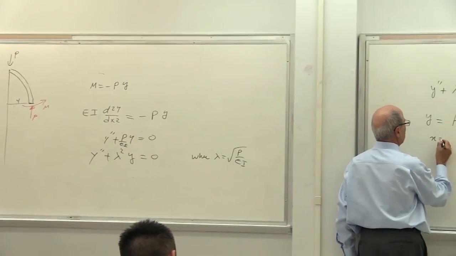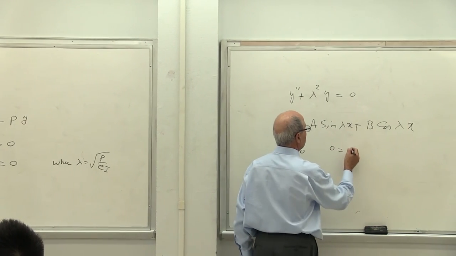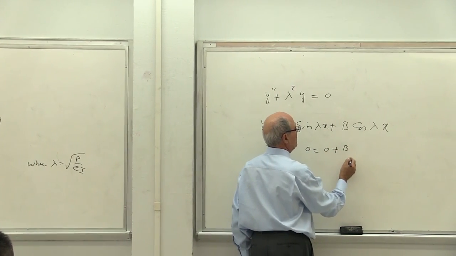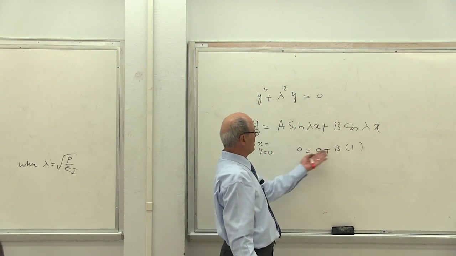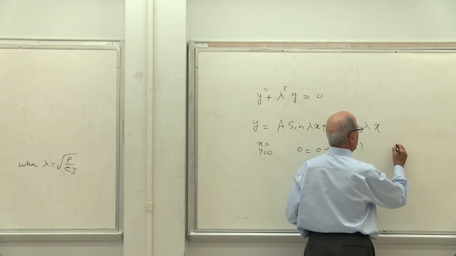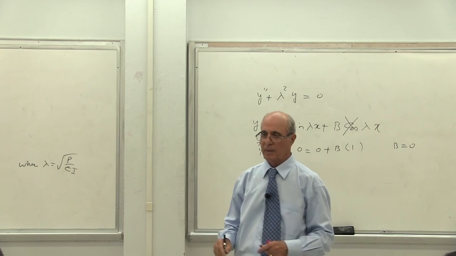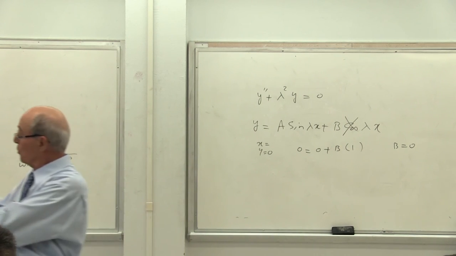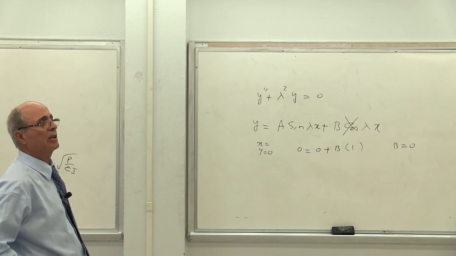At x equal to 0, y equal to 0, so 0 equals A sine of 0, which is 0, plus B cosine of 0, which is 1. Therefore, B cannot be any number except 0. So B must be equal to 0. Therefore, this term is gone. Correct? Based on my boundary condition. If I change my boundary condition, that may reappear, if everybody understands what I'm saying. That is for this boundary condition, which is pin-pin. Is that correct or not?